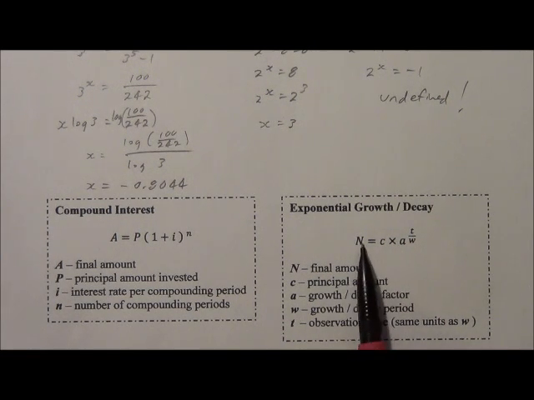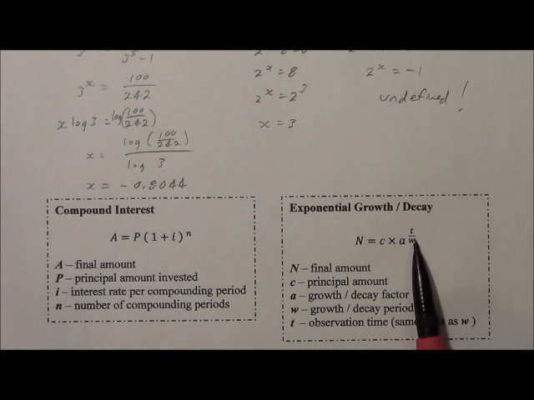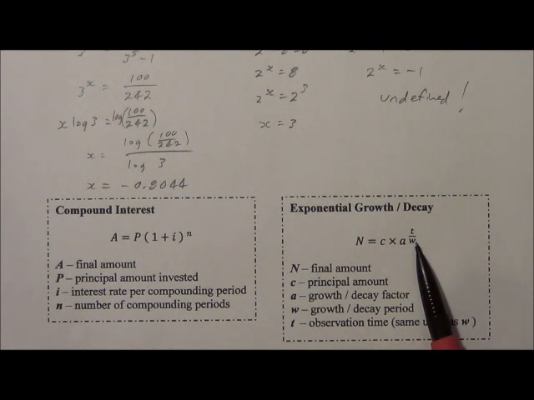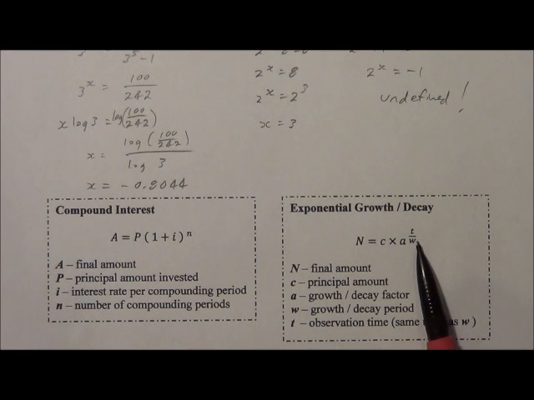The final amount is N. The principal amount, or the initial amount, is C. A is the growth or decay factor. And then we've got the exponent of t over w. W is the growth or decay period, or the half-life if we actually end up having a half-life problem. And t is the observation time. And the t and the w must be in the same units. If you're talking about years, they both must be years. Days, they must be days, etc., etc.